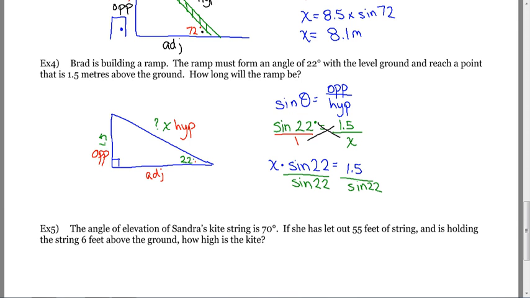Sine 22 divided by sine 22 is 1, so that cancels out and leaves you with x equals 1.5 divided by sine 22. So just type in 1.5 divided by sine 22, and you should get 4.0 meters. You don't have to write the 0, but that's okay. One more example.